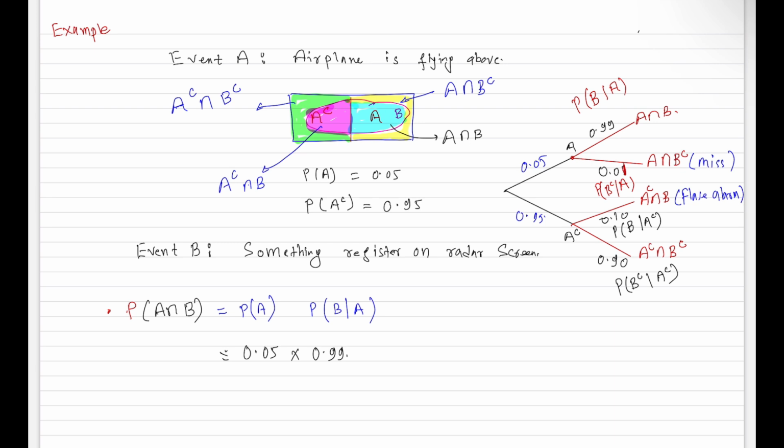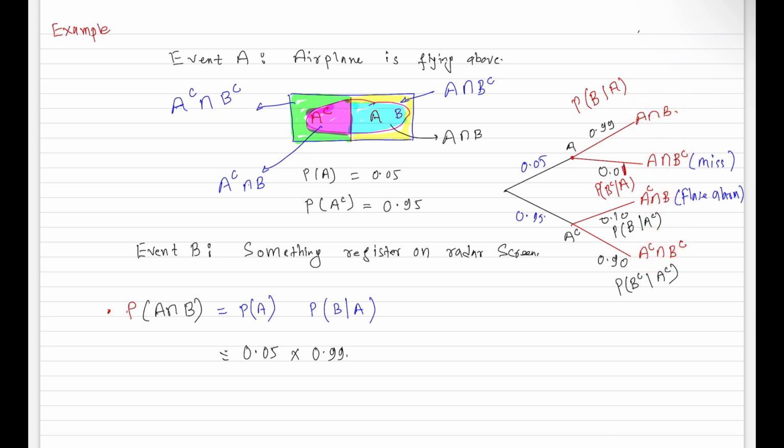right? We can even ask what will be the probability of this event, that an airplane is in the sky and it has got missed by the radar. So it will be the multiplication of this branch and this branch, or you can make use of the multiplication rule. Both are the same thing, right? So we can have the probability of each leaf.